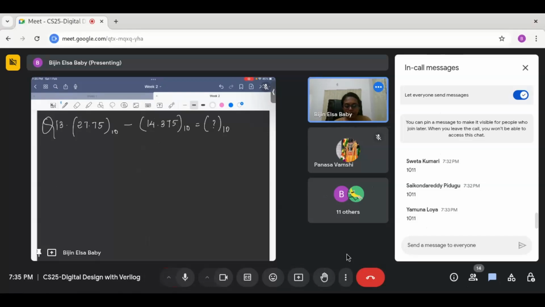Do the binary subtraction of these two numbers. First, you have to find out the binary equivalent of these decimal numbers, then do the binary subtraction.